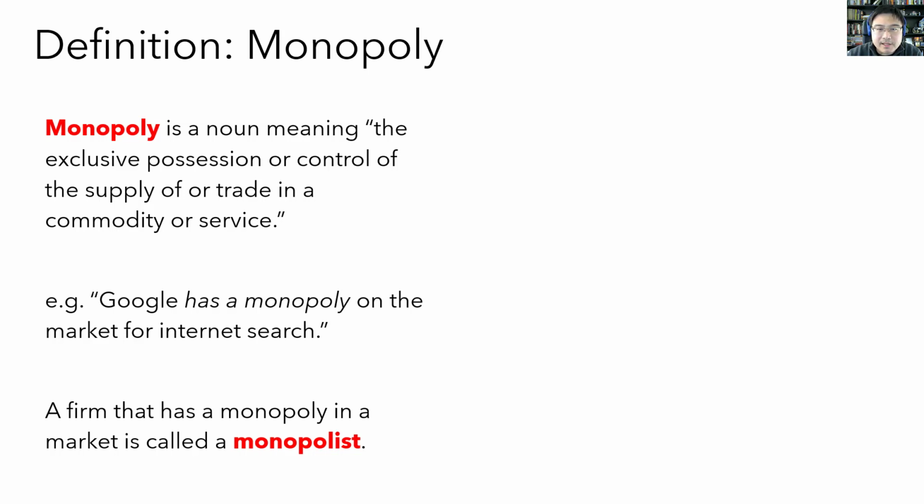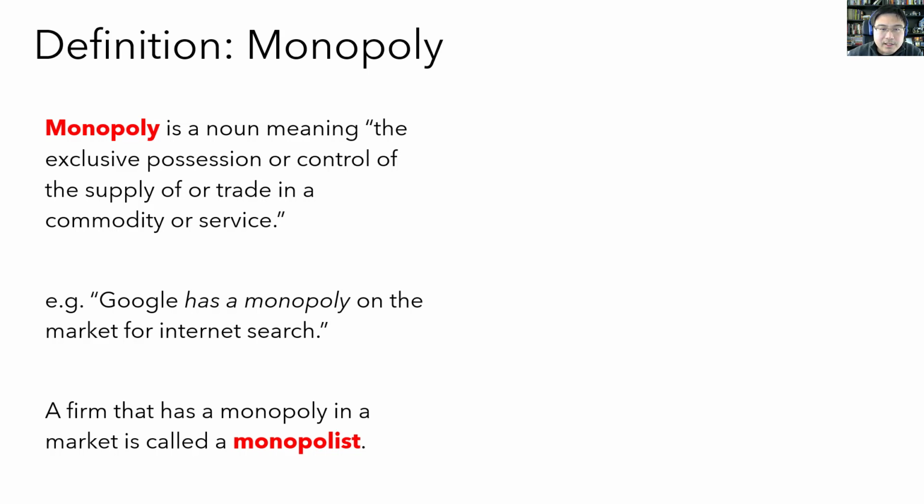A firm that has a monopoly in a market is called a monopolist. But you'll often hear the term monopoly get used quite loosely in reference to either the firm itself or to the market. So you might hear someone say that Google is a monopoly or the market for internet search is a monopoly. But in both cases, we can reasonably infer what they mean.